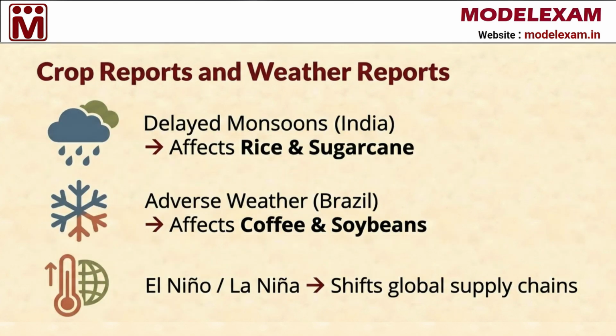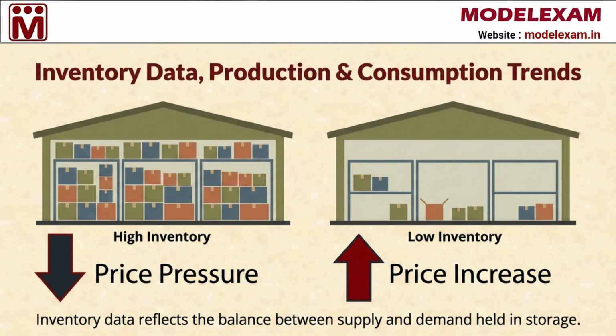Weather reports are just as critical because farming depends on nature. For example, delayed monsoons in India can hurt rice and sugarcane production. Adverse weather in Brazil can ruin coffee and soybean crops. We also watch for major climate cycles like El Nino, as these can shift global supply chains and cause massive price movements.